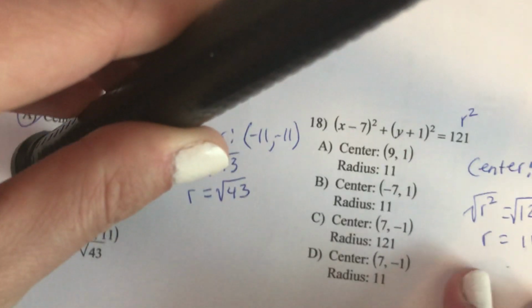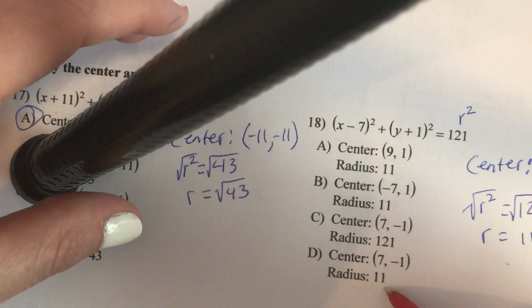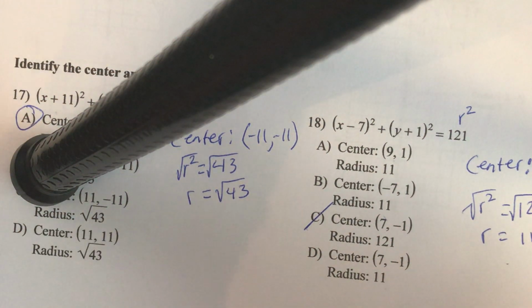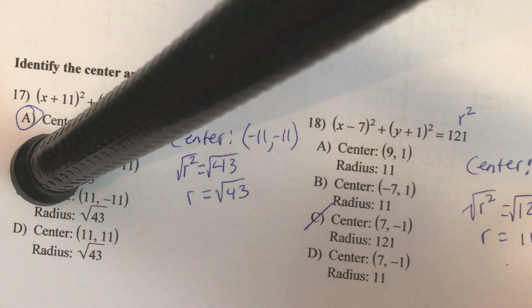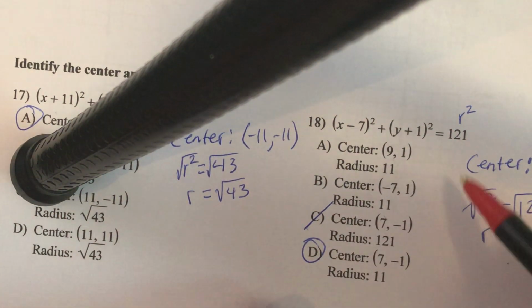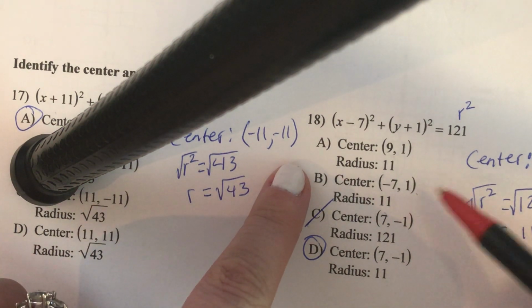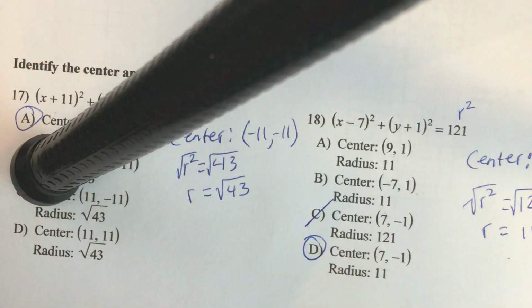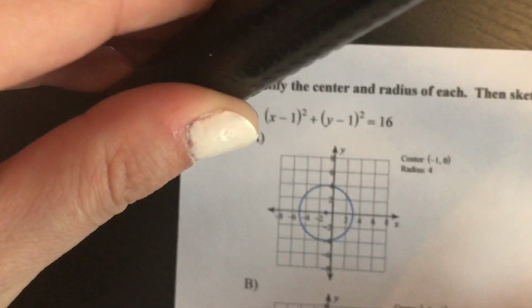And notice all my answers had 11 in it. So I'm pretty, oh, actually not this one. So cross that one out. But most of the answers had 11, so it's a good indicator that it's probably going to be 11. But the only one that has a center of 7, negative 1 is D. So be careful because B looked very similar. They just didn't switch the signs. So make sure you switch the signs. All right. That's the last one. Last two, I should say.